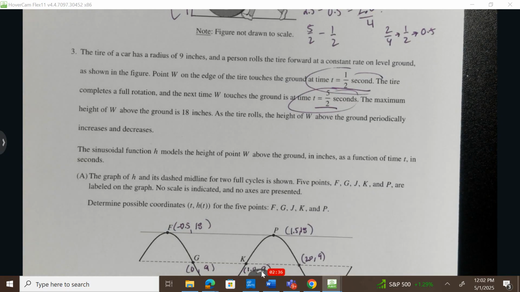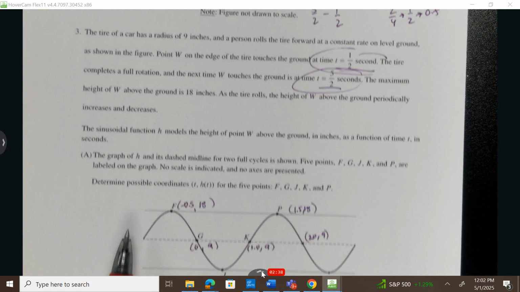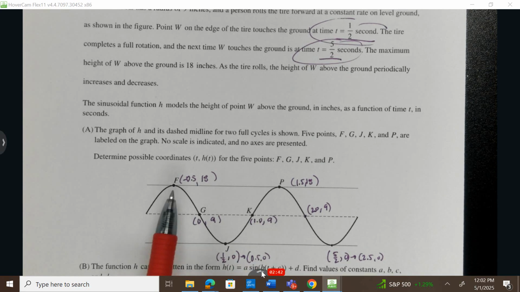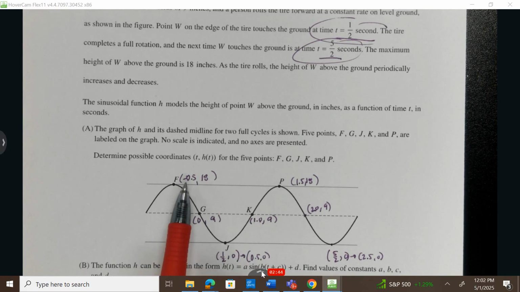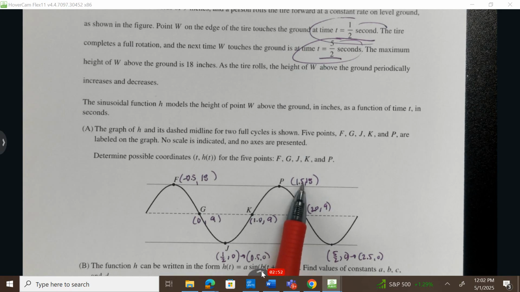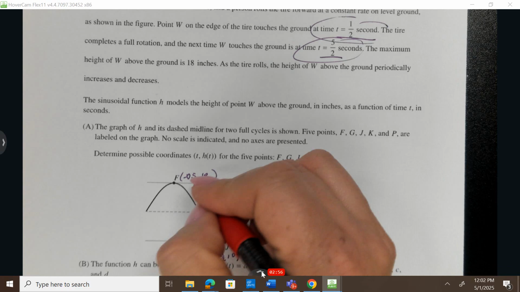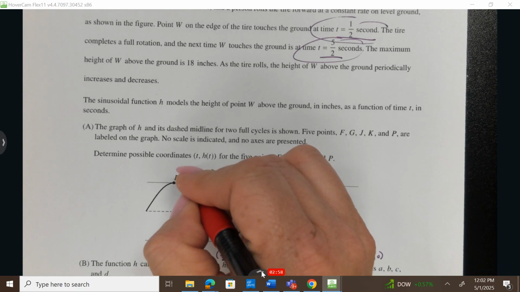But here's the problem with that. We are supposed to label F, G, J, K, and P, and I'm not sure that AP scorers want us to have a time in terms of a negative amount. And for that reason, I'm going to adjust this. So I'm going to make this 1.5 because we know that's a positive t value. So let's just change this. I'm going to change this to make this 1.5.